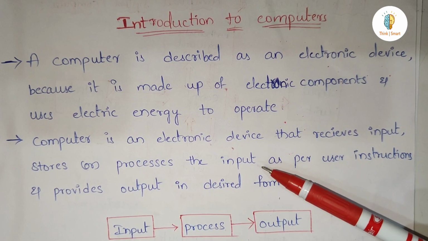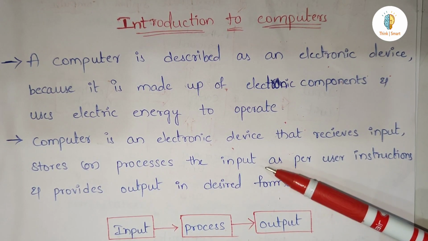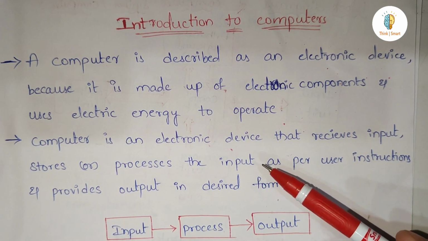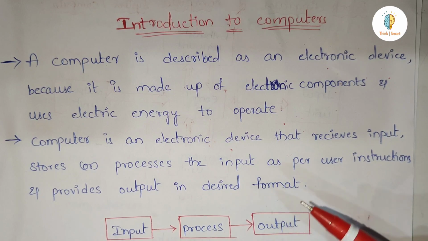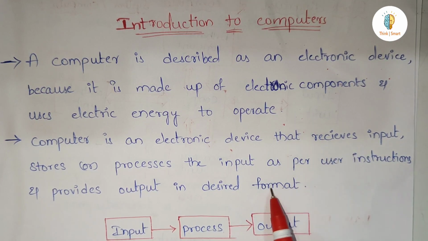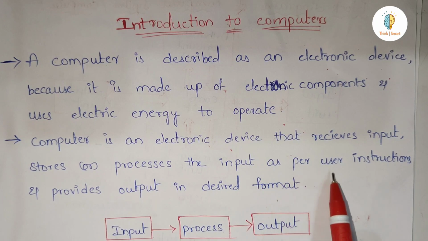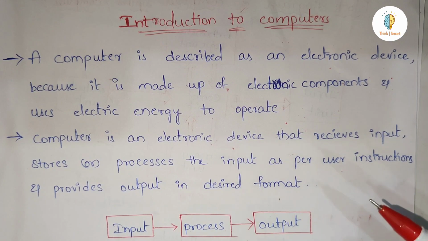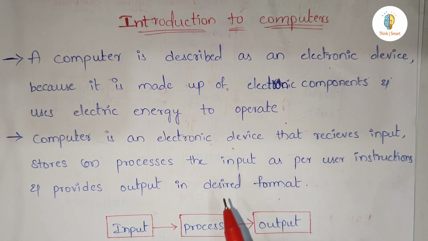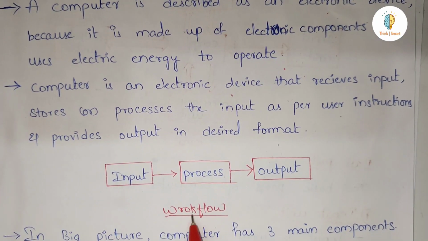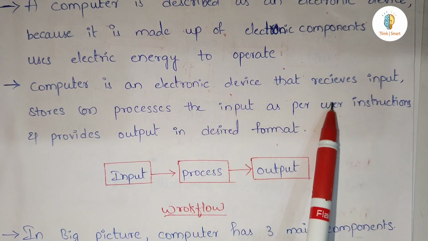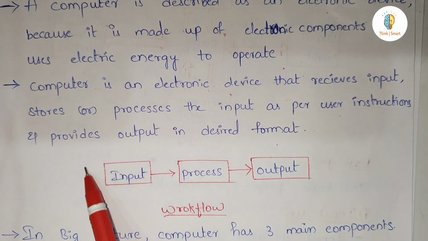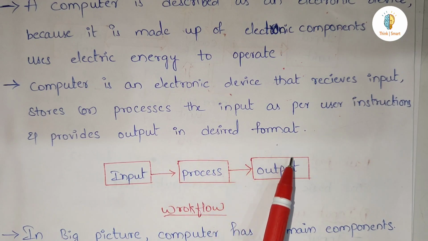Now what is the work of the computer? What does the computer do? It receives the input data which we give to the computer, and whether it stores it, or if we give instructions to it, it processes according to the user instructions, and it provides the output in whichever format we need. Then we can discuss its workflow like this: a computer receives input, stores and processes the input as per user instructions, and provides output in a desired format.